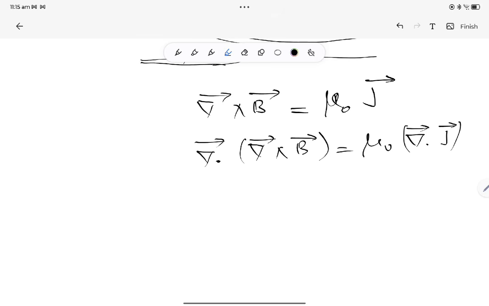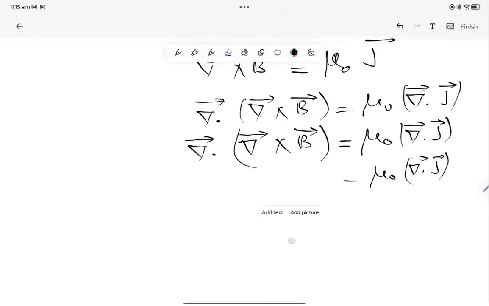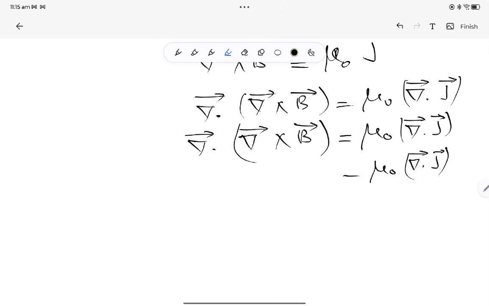But if we do one thing, if we add another term here, a negative term equal to this, and write del dot del cross B is equal to mu naught del dot J minus mu naught del dot J. Well, you would say, sir, you are simply arranging things. Now, you have this minus this. Definitely that will be zero. This is always zero, so this will be zero.